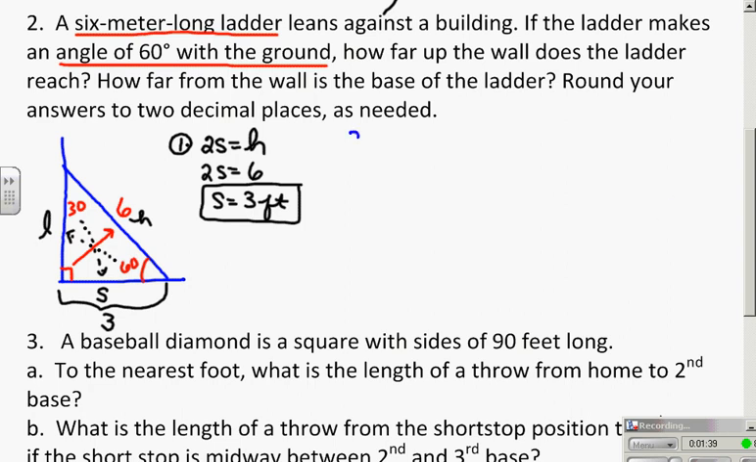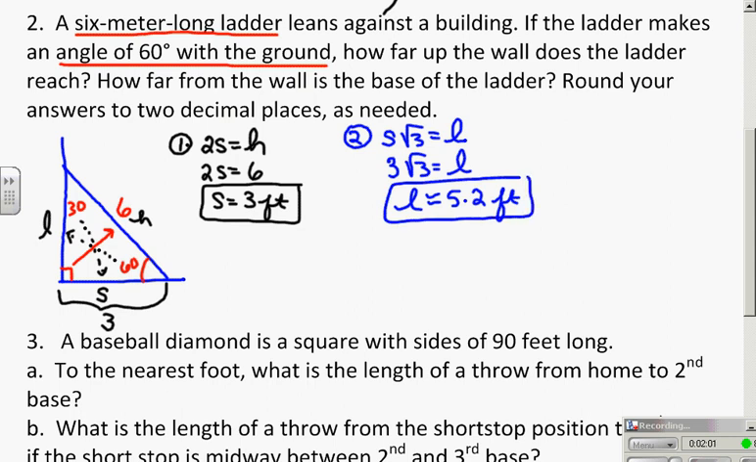Now, what does that mean for the long side? That means that, remember that the short side times the square root of 3 is the long side. I know the short side, so 3 square roots of 3 is the long side. Go ahead and multiply those together, and we find out that our long side is about 5.2 feet. So we are reaching approximately 5.2 feet up the wall.